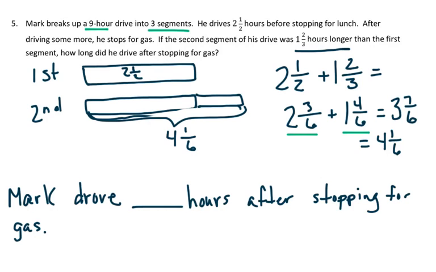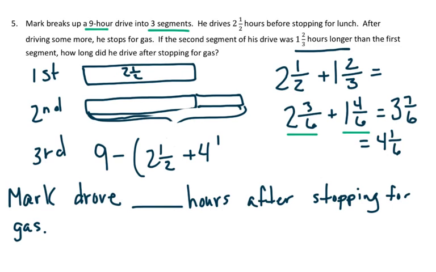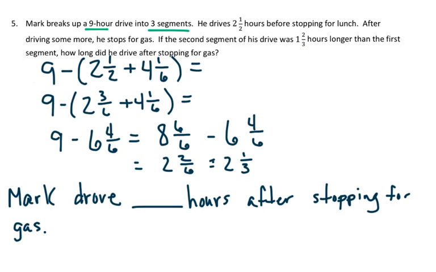So now I know that the first segment plus the second segment plus the third segment is going to be equal to 9 hours. So the third segment is going to be the 9 hours minus 2 1/2. Let me erase this for room. Plus 4 1/6. So I need to add the first two segments together to see what I'm going to subtract from 9. So I have a common denominator, 6, and when I combine 2 and 3/6 plus 4 and 1/6, I have 6 and 4/6.